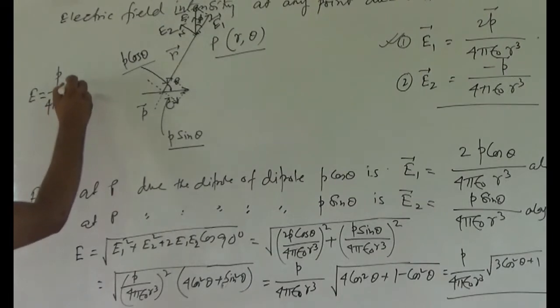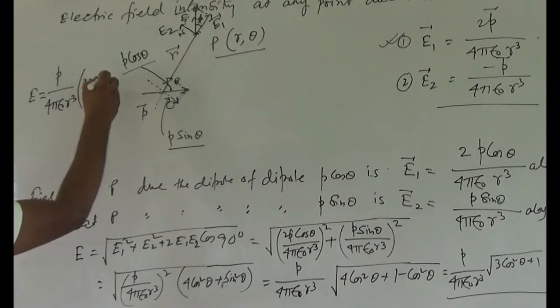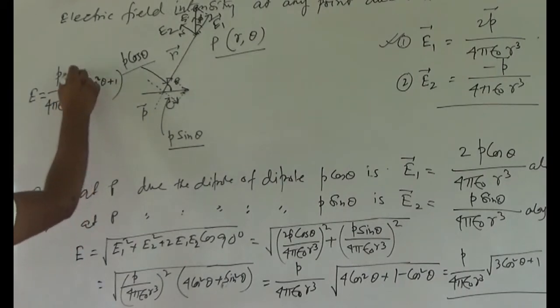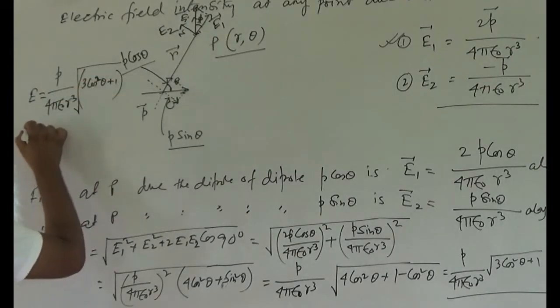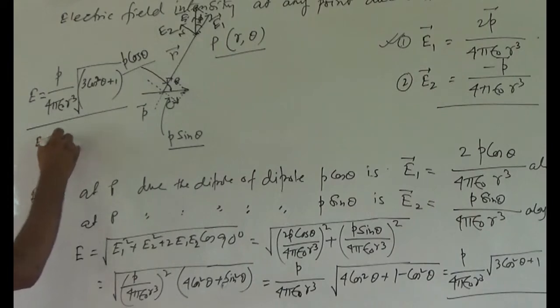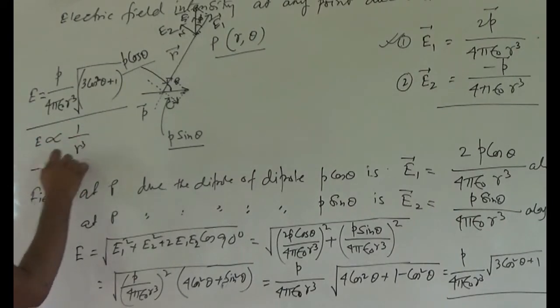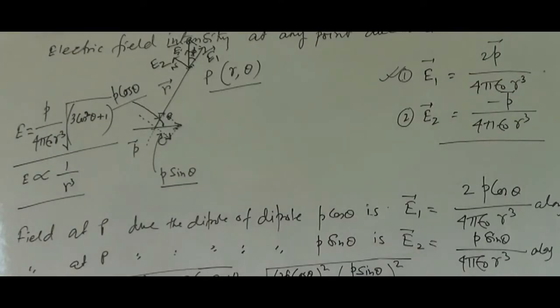at a distance r from the electric dipole and making an angle theta with the direction of the dipole moment is equal to E is this. Again we see here E is proportional to 1 by r cube. And what will be the direction?